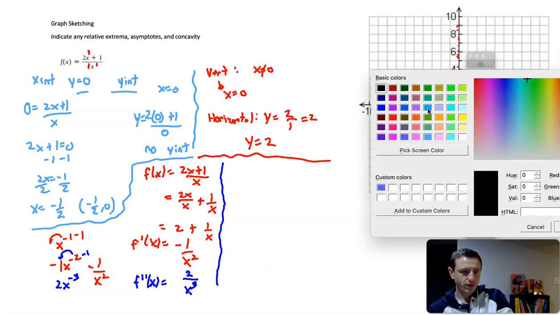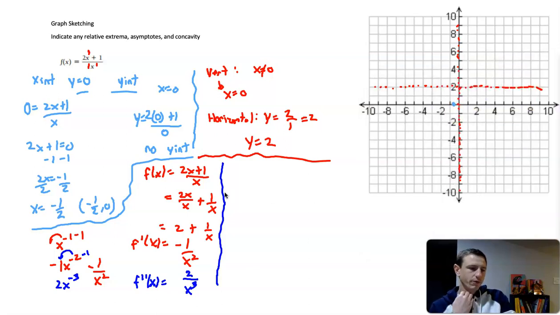All right, moving right along here. Let's see, what else can we do? So from here, we can try to identify some critical values. So that's taking the first derivative, setting it equal to 0.